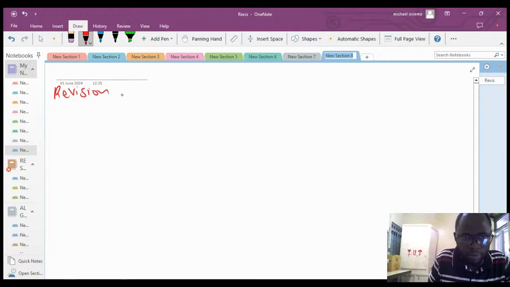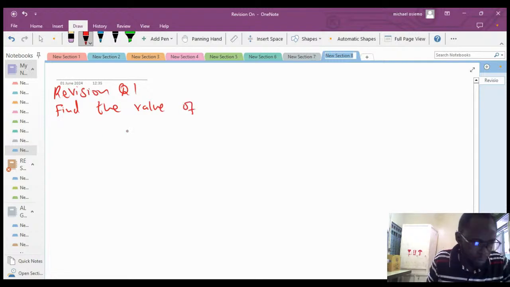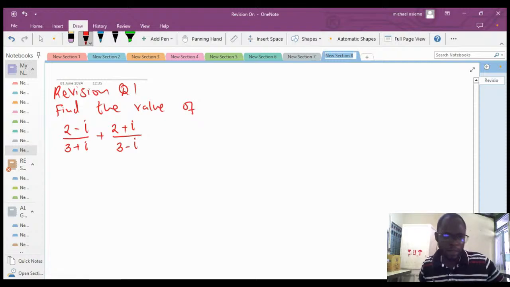Revision question 1. It says find the value of (2 minus I) over (3 plus I), plus (2 plus I) over (3 minus I). So these are questions that have been asked, and I want us to solve together.